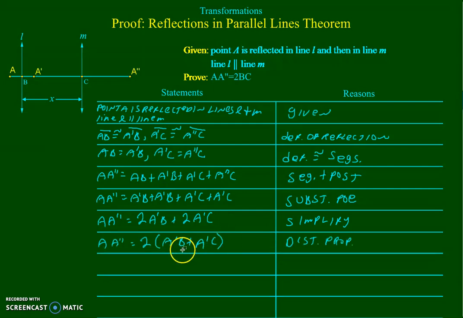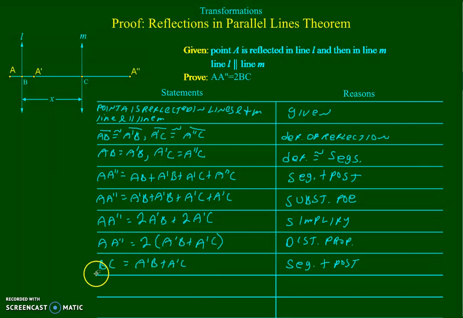At this point, all we need to do is to define what segment BC is in terms of A prime B and A prime C, and then do a substitution, and we've got our proof. So we're going to define BC using the segment addition postulate. That's going to go here. Finally, since we can see that BC is the equivalent of this expression here, we can do a substitution of BC for this expression here, and we'll have our final proof statement. So that's our last thing, using the substitution property of equality.